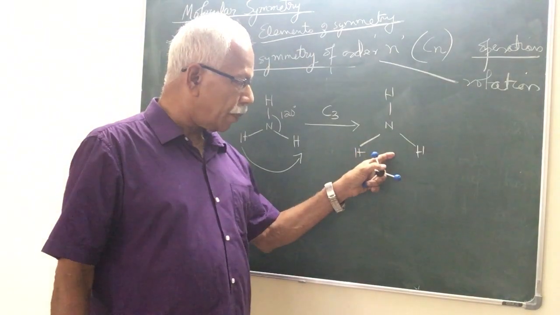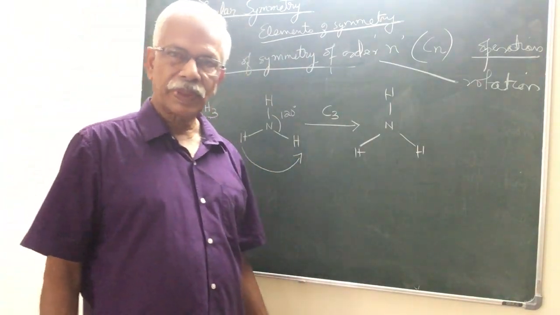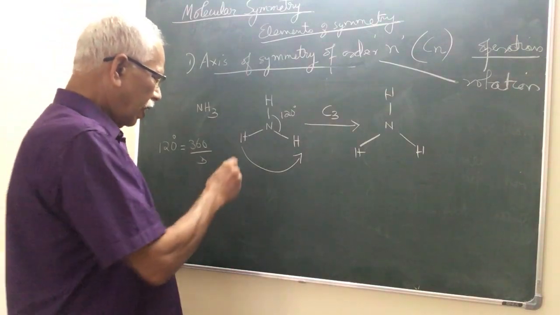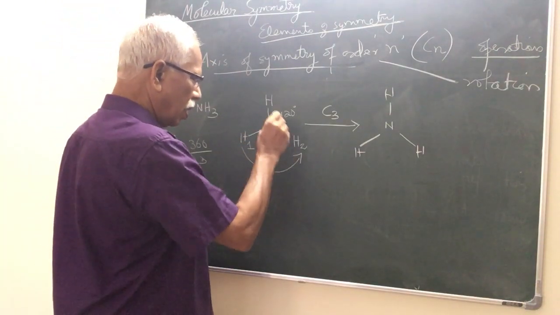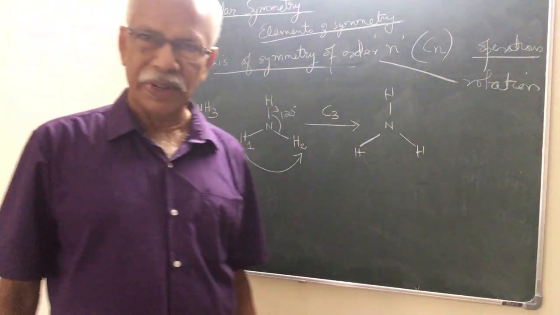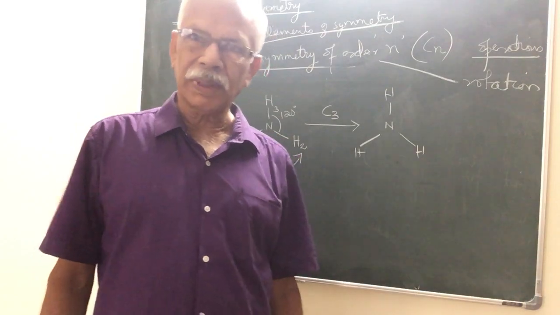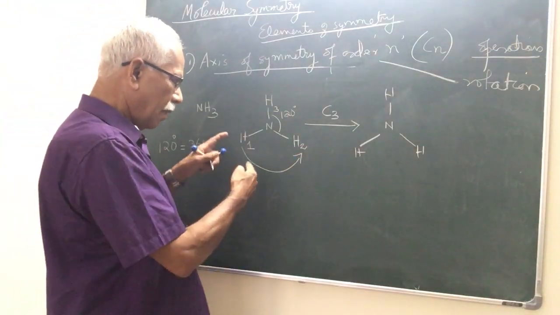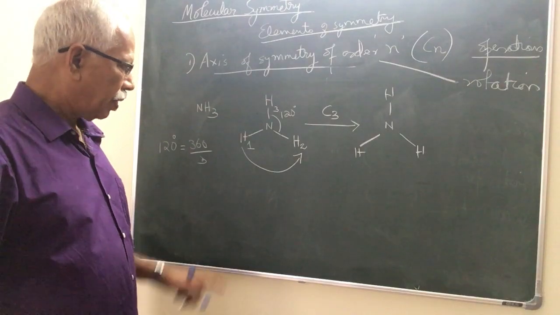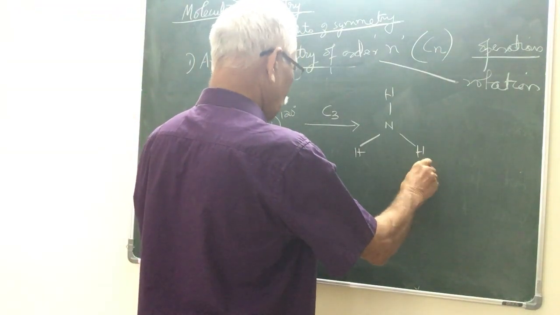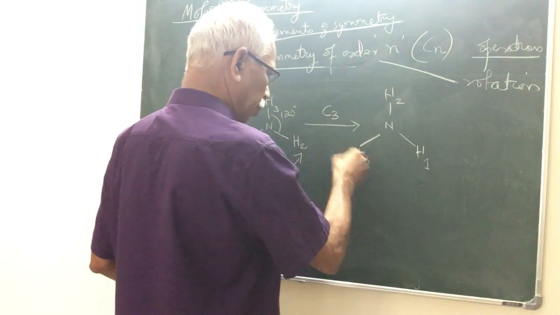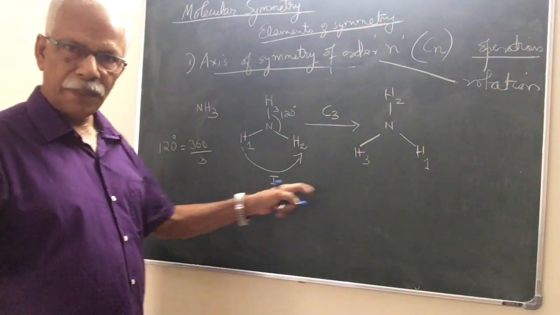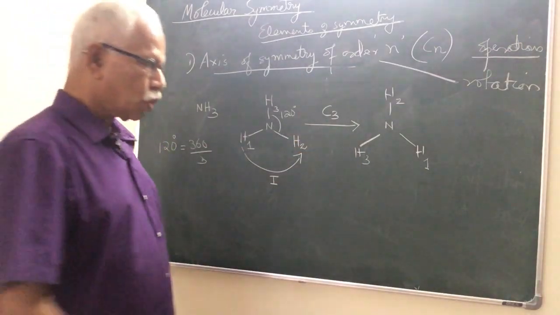Now, in order to know whether this appearance and this appearance are exactly alike, we may, for our sake, number these hydrogen atoms as 1, 2, and 3. Actually, there are no numbers. It is only for distinguishing among the hydrogen atoms that we have labeled them as 1, 2, 3. And by this rotation, I have done the rotation in the anti-clockwise direction. This 1 has come to this position, 2 goes up, and the 3 comes here. Let me label appearance at the start as 1 and appearance after 120-degree rotation as 2.